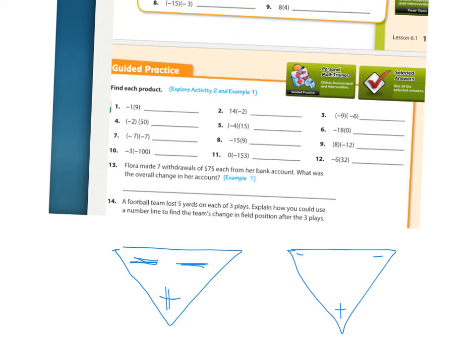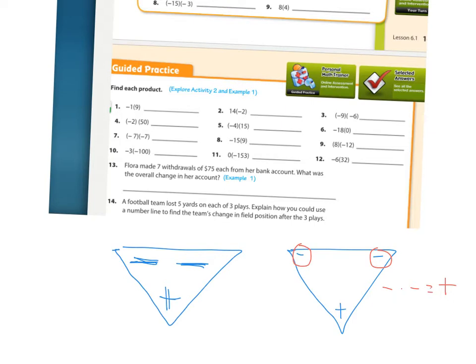Okay, and what that means is when you multiply 2 negatives together, okay, I'm going to multiply negative times a negative. What didn't get circled? The positive didn't get circled, and that's what your answer is going to be. So a negative times a negative equals a positive.